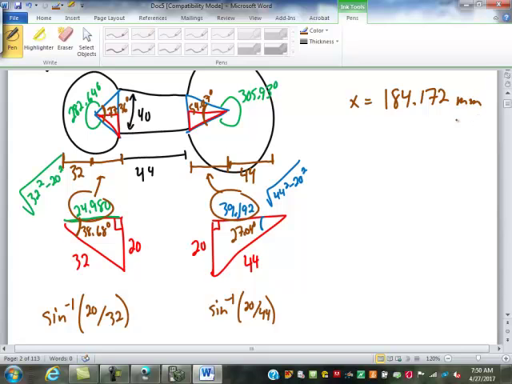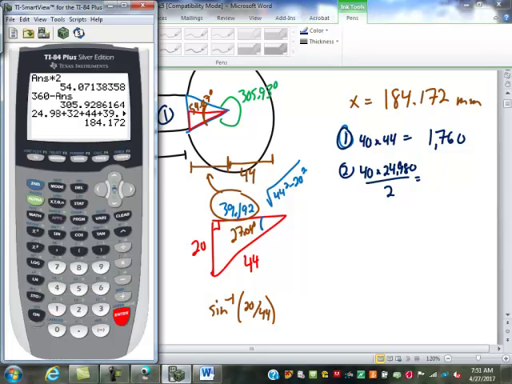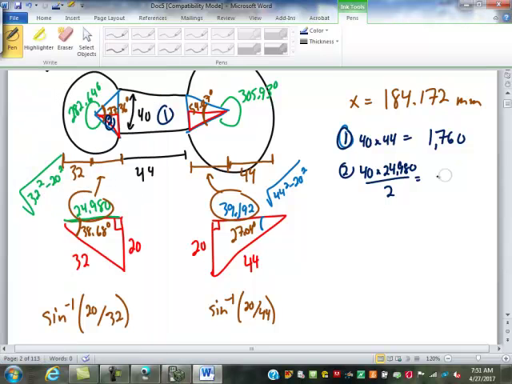And for area, well, our area, we just have 5 pieces here. Piece 1, we have that rectangle in the middle there that's 40 by 44. 1760. Piece 2, we got that triangle there that is 40 by 24.980, so we're going to divide that by 2. $499.6.